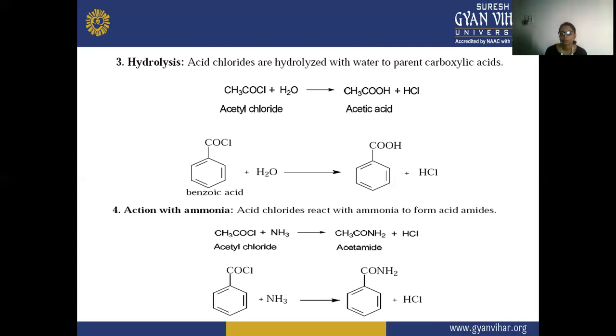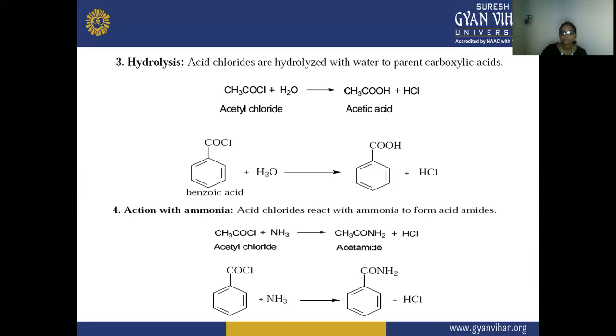So in the action with ammonia, acid chloride is reacting with the ammonia to form acid amides, and you can see here that the acetyl chloride is reacting with the ammonia. There is a formation of acetamide plus HCl. And in the aryl also, benzoyl chloride is reacting with ammonia, and there is a formation of benzamide plus HCl. So these are the reactions with ammonia.